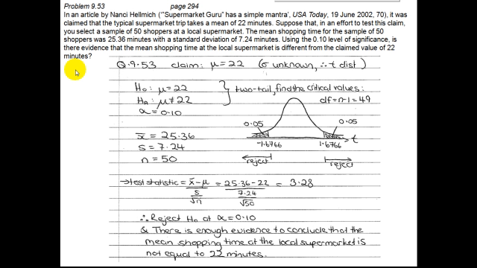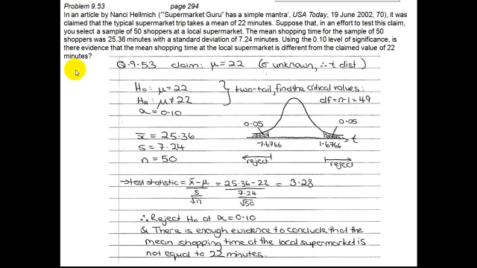Now, if we keep going with the wording, suppose that in an effort to test this claim, you select a sample of 50 shoppers at a local supermarket. Okay, so we've got a claim about a population. We're going to test the claim. As soon as I see that word test, I'm thinking hypothesis test. And of course, in a hypothesis test, we use a sample as our evidence. We're sampling 50 shoppers, so that's going to be my sample size.